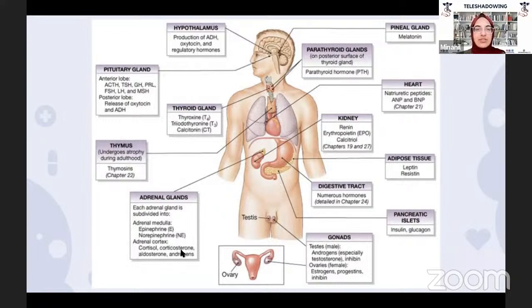to remember. And last but not least, the adrenal glands are also very important. There's the adrenal medulla and the adrenal cortex within the adrenal gland. We've talked about it before in a previous teleshadowing session. Basically, the adrenal medulla produces epinephrine and norepinephrine, and the adrenal cortex produces cortisol, corticosteroids, aldosterone, and androgens.